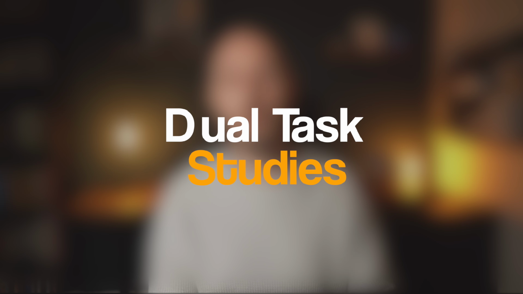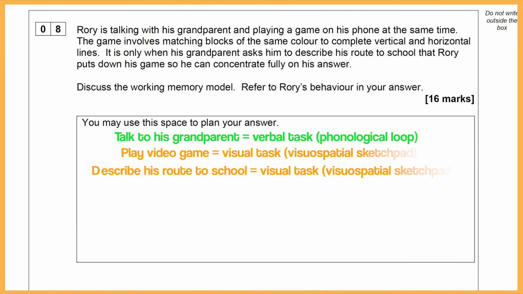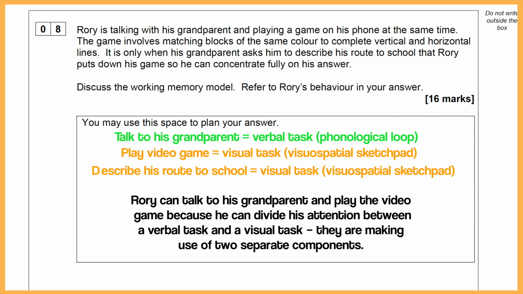Now, for our AO2 marks, we need to apply our knowledge of the components of the working memory model to Rory. This scenario is testing your understanding not only of how the working memory model is based on short-term memory and as such has a limited capacity, but also of dual task studies. Dual task studies are when you do 2 tasks at the same time. This could be 2 visual tasks, 2 verbal tasks, or 1 visual and 1 verbal task.